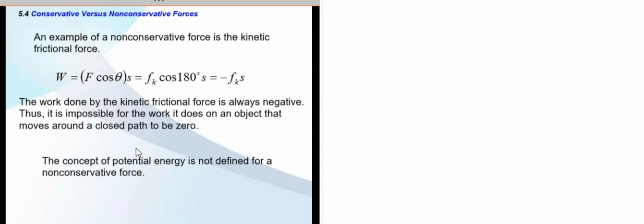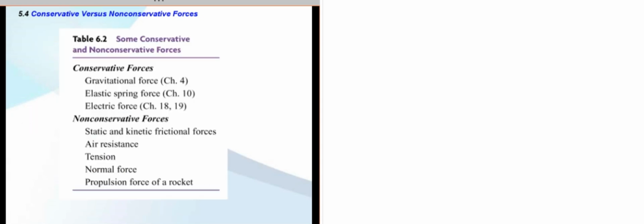Thus, it is impossible for the work it does on an object that moves around a closed path to be zero. So the concept of potential energy is not defined for non-conservative force. Of course, because potential energy is conservative. So these are just examples of some conservative and non-conservative forces. Conservative forces are like gravitational force, elastic spring force, and electric force. Non-conservative are static and kinetic frictional forces, air resistance, tension, normal force, and the propulsion force of a rocket.